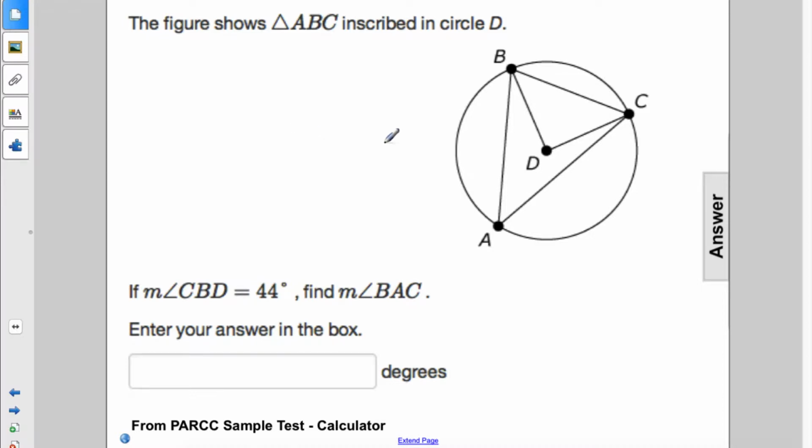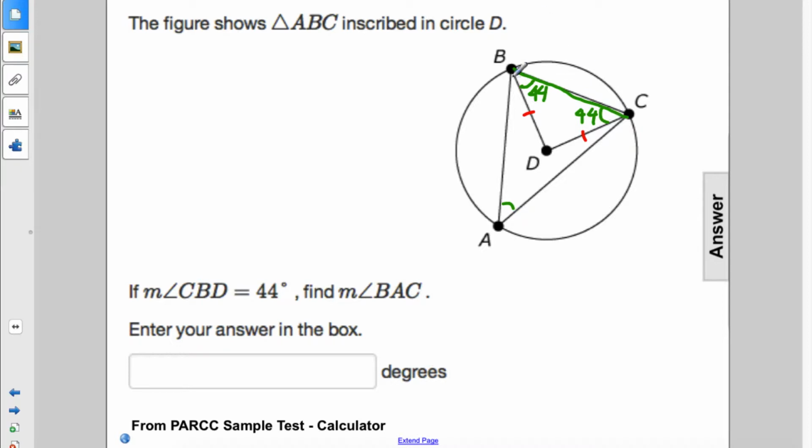The figure shows triangle ABC inscribed in circle D. If the measure of angle CBD here equals 44 degrees, find the measure of angle BAC. So find this angle here. All right, well, we know this is an isosceles triangle since these are both radii, so they're congruent sides, creating an isosceles triangle with this as the base. Therefore, the base angles are equal, so they're both 44.